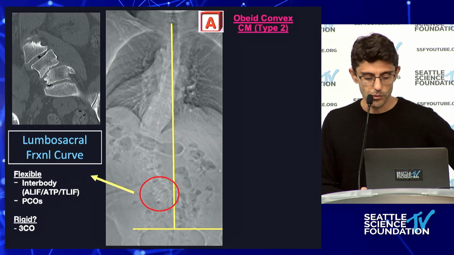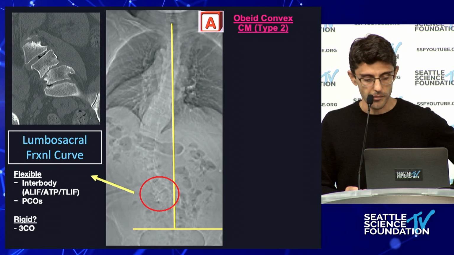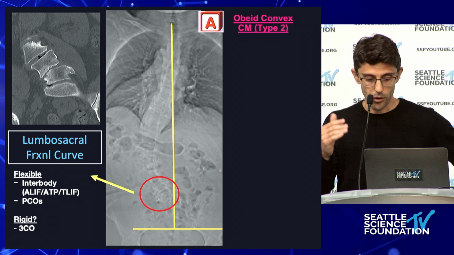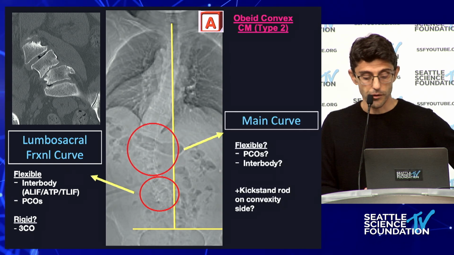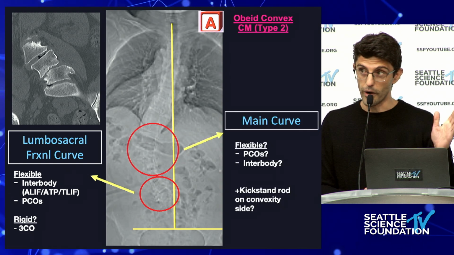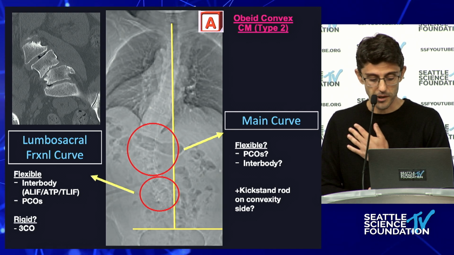So for this one, we really want to focus on that lumbosacral fractional curve. I want to correct that 4 to 1, bring 4 back over 5. And so for her and for the main curve, again, if you overcorrect this, she's going to be way decompensated to the left, and she's not going to be happy.